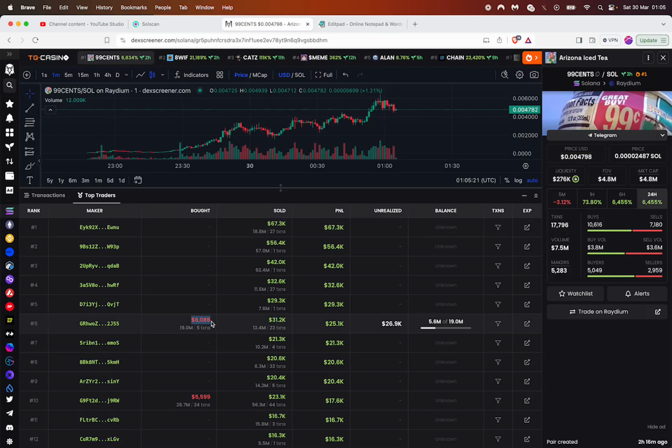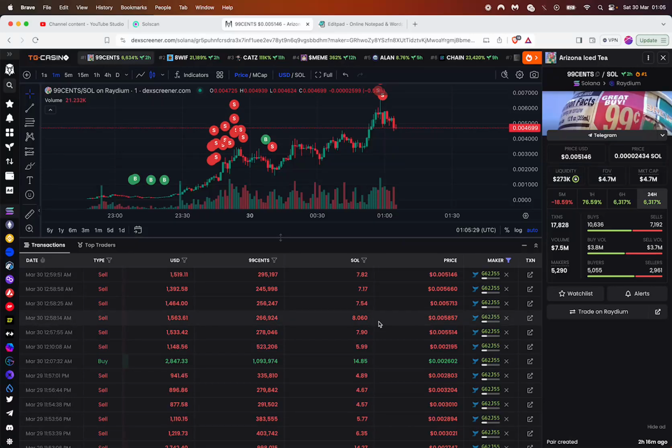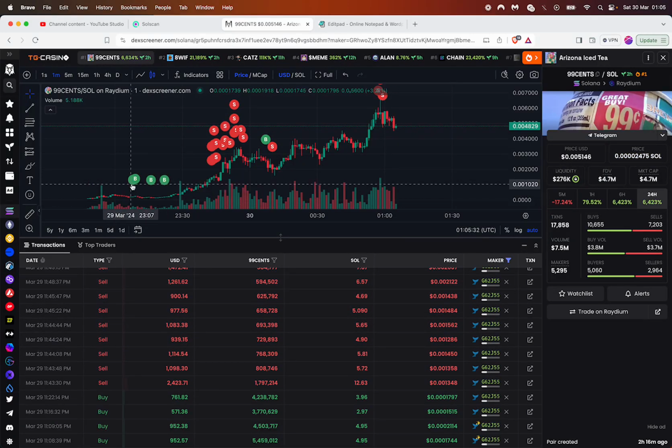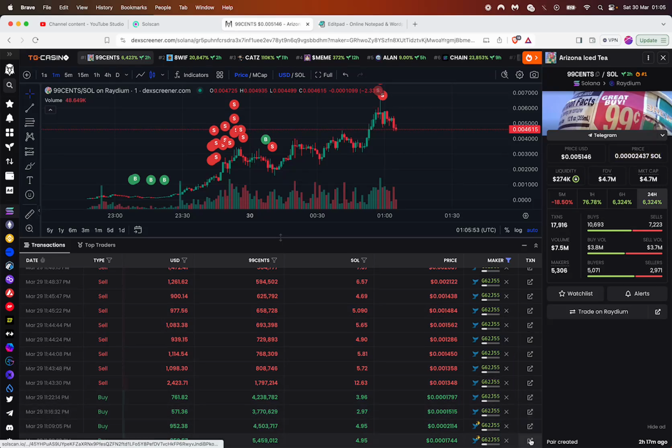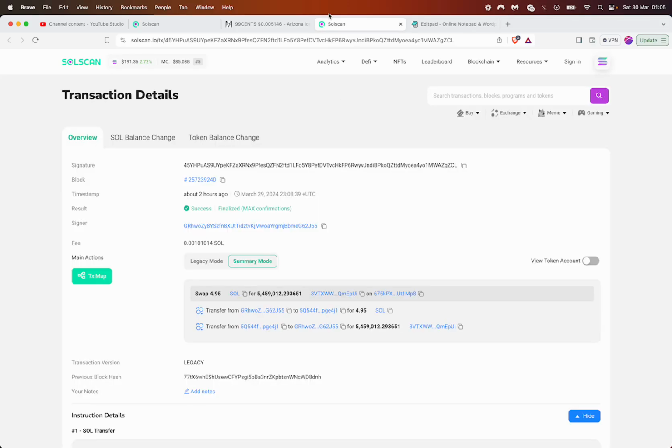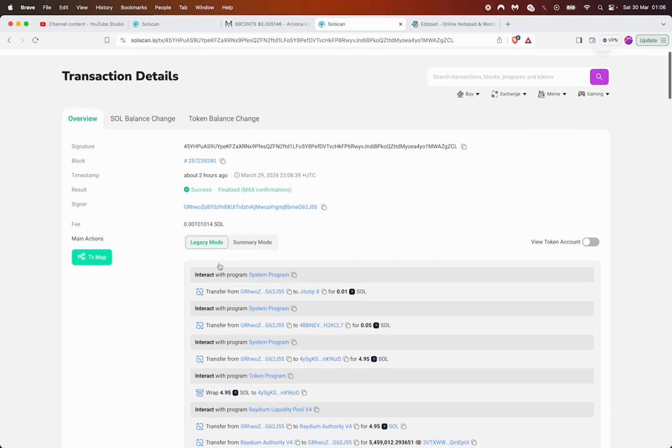Here we can see, for example, this guy bought 5 times for $6,000. If you click on this filter here, it will show you the actual buying. So we can see when he bought, and a ton of selling up here, a buy, a sell, and a sell. We can see the actual transaction history of that particular wallet. And if you want to look at it on SolScan, if you've seen the video on using SolScan, you can just click here. It will open up. We can go to SolScan and investigate that particular transaction.